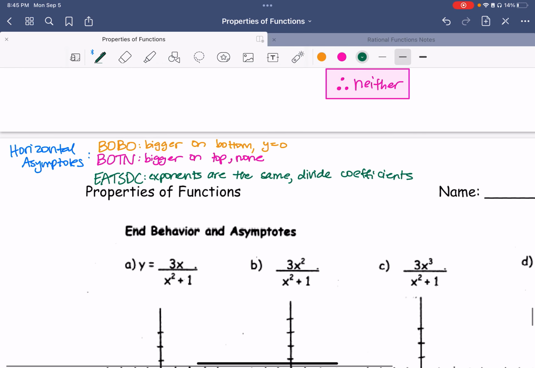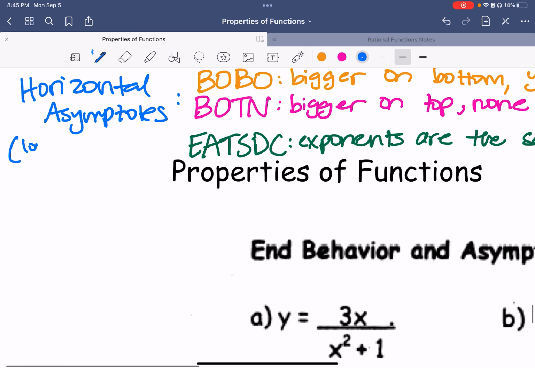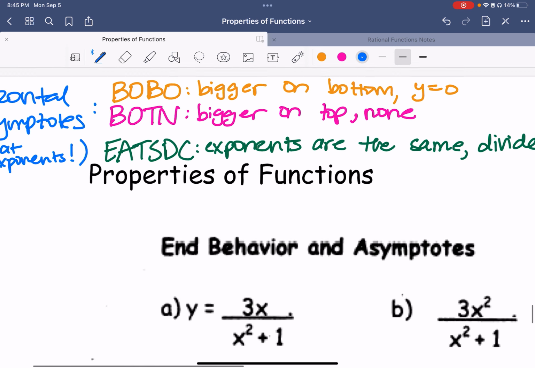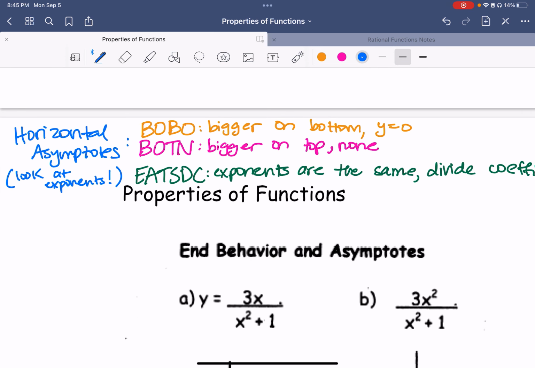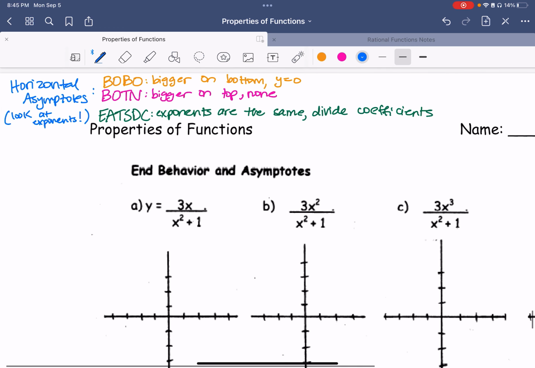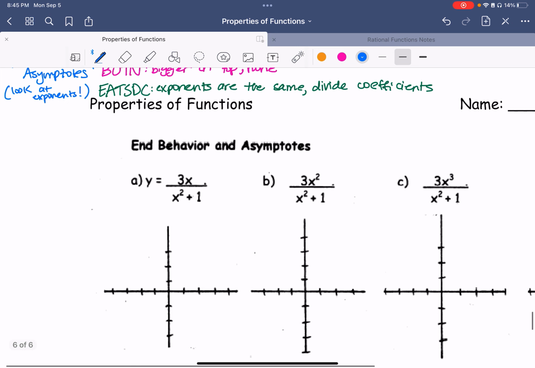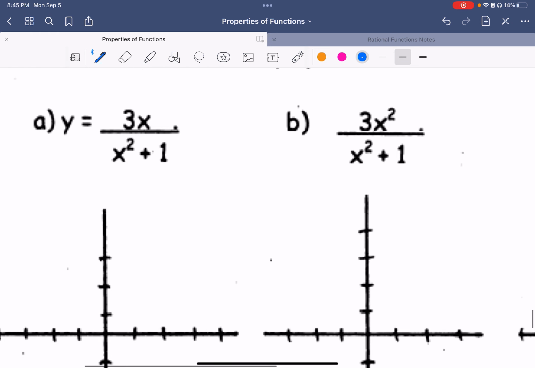Okay, so those are going to be the acronyms, and on all of these you're going to be looking at the exponents. Look at exponents. So if the exponent is bigger on top, it's BOTN. If it's bigger on bottom, it's BOBO, and if the exponents are the same, you're going to divide the coefficients. So let's figure out the horizontal asymptote on all 4 of these examples, and then we'll proceed to figuring out whether they're even or odd. Okay, so if a variable doesn't have an exponent, it'll have an exponent of 1.